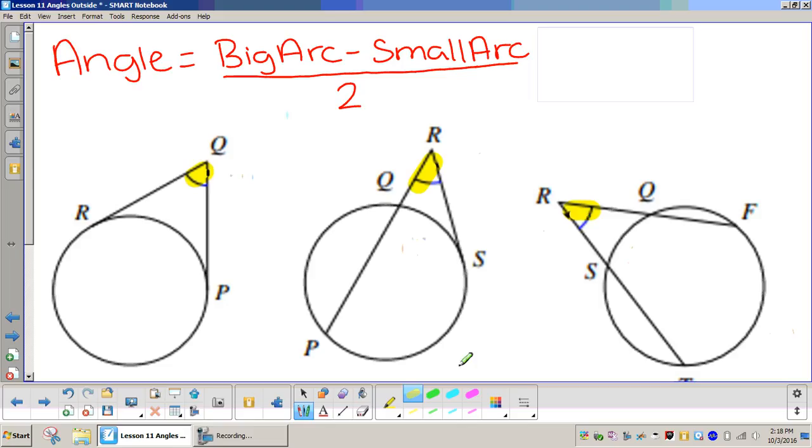Let me first point out that I have two different types of segments here. I have a tangent segment there and a tangent segment there as well. These are types of segments or lines that will touch a circle in one point, so right there, and then never touch it again. So I have another tangent segment right there in this picture.